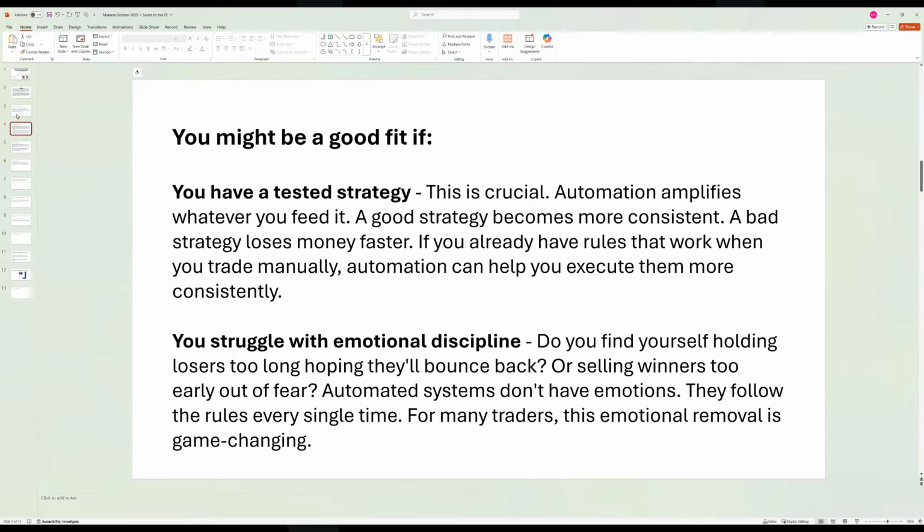The second part is, maybe you struggle with emotional discipline. You find yourself holding losers too long, hoping they'll bounce back, or selling winners too early out of fear. Automated systems don't have emotions. Everyone says, I've got no emotions when it comes to trading. Well, really, a computer has no emotions. Humans have emotions, even people that say they have no emotions. The computer will follow the rules every single time. For many traders, this emotional removal is game changing.